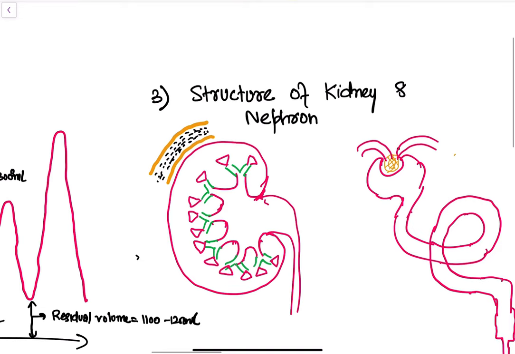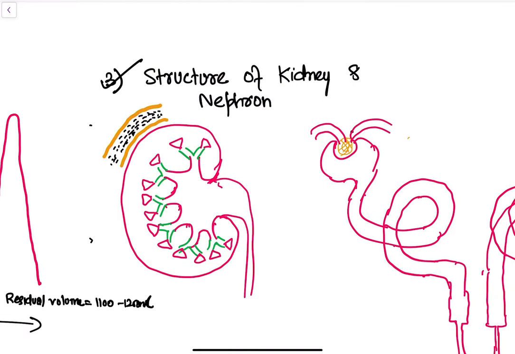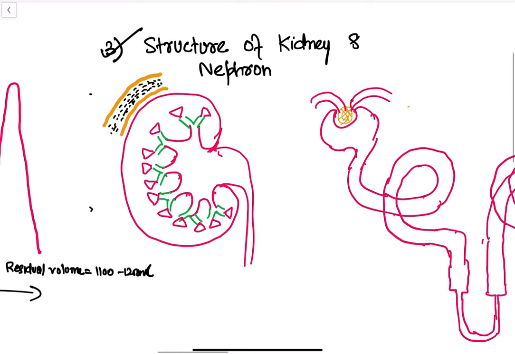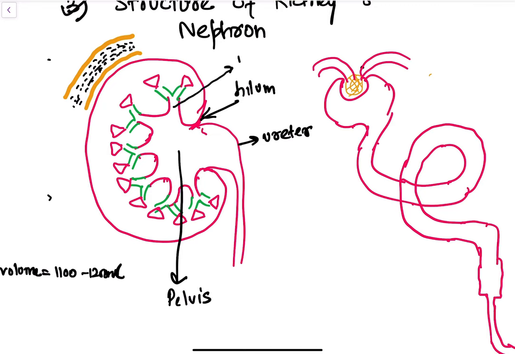Now going on to the third topic, which is the structure of the kidney. This kidney has a concavity right here through which the ureter enters. This is called the hilum, and this tube which is entering into it is called the ureter. Now this dilation of the ureter is called the pelvis. It is called the renal pelvis, and these passages from the pelvis are called major calyces.